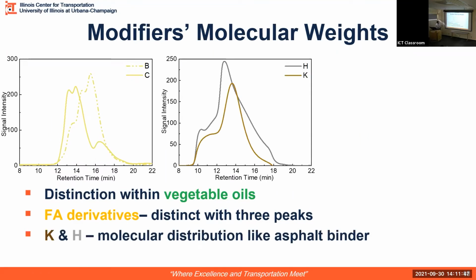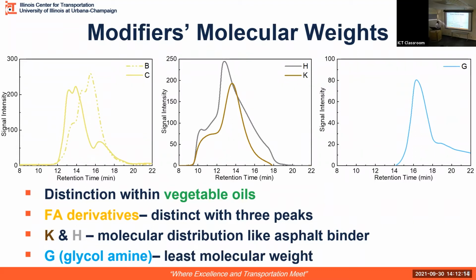Modifiers K and H had a wider distribution, which is more like an asphalt-type behavior. And again, from here, we saw that modifier H, which was initially proposed to be petroleum-based, is like petroleum based on the molecular weights, but it had oil-like characteristics when we look at it from the FTIR technique.